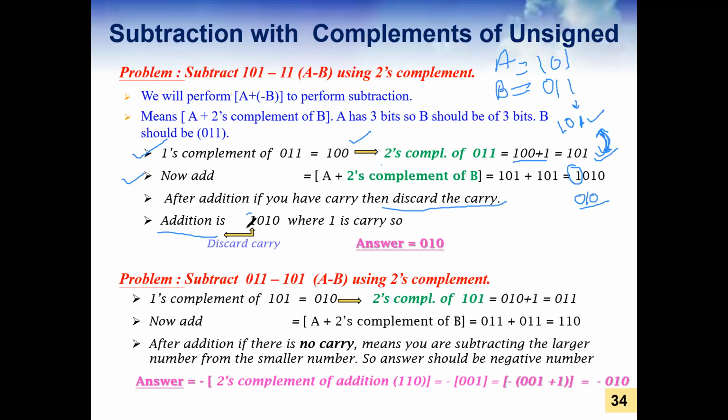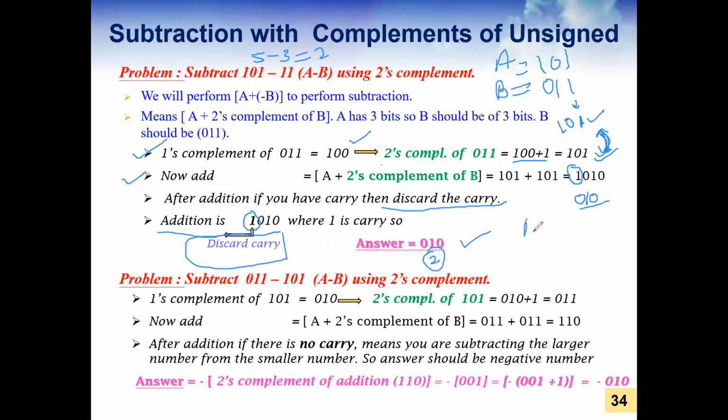So this carry, which is at the end, leftmost, I need to ignore it, delete it. So my answer is 0, 1, 0. And it should be, because 5 minus 3 will give me 2. And 0, 1, 0 is a 2 in decimal. All right. Now, next, just consider the same question, but interchange the A and B values.